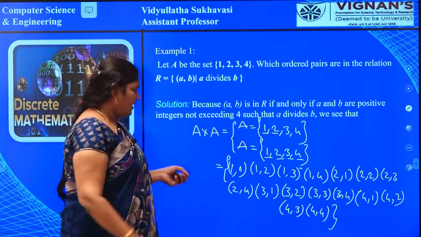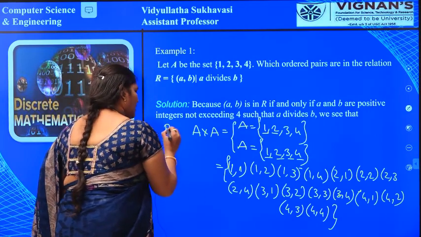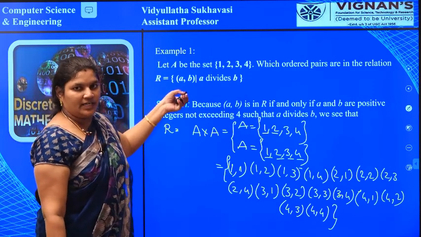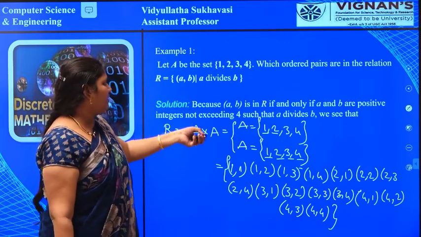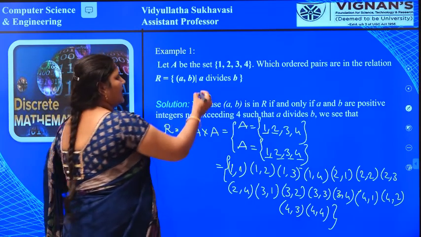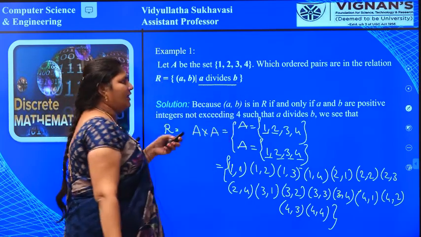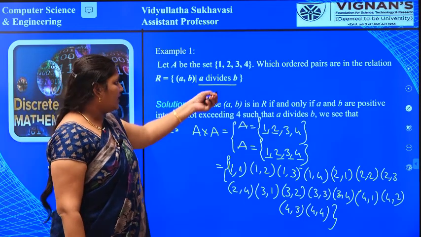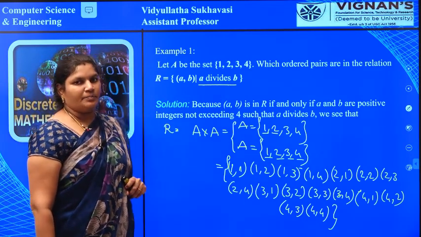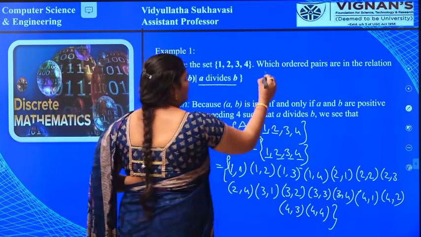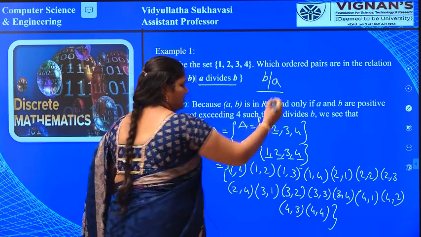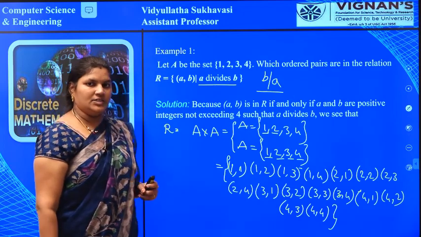Now this is the relation R. But what is the relation we need to take? From this A cross A, the ordered pairs must satisfy the condition A divides B, that is B by A. That means only the ordered pairs which satisfy this condition will exist in the given relation R.